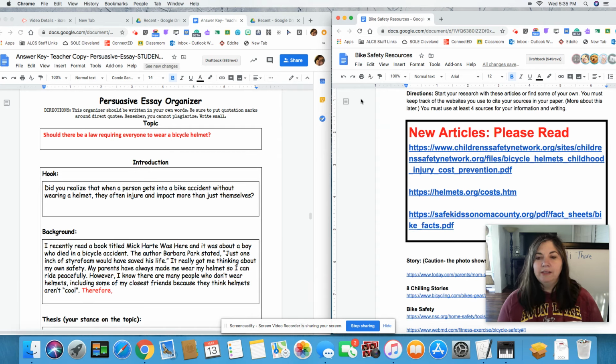All right, and as I was working on my copy of the essay as an instructional piece, I found I had to do a little bit more research. So I found a couple of new articles that I'm going to share with you, because a lot of kids were talking about cost for their third reason why there should be laws requiring people to wear bike helmets. I thought I needed to find some more articles that talked about those costs. So I found a couple for you.